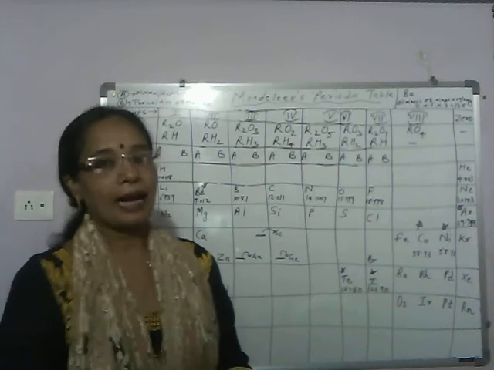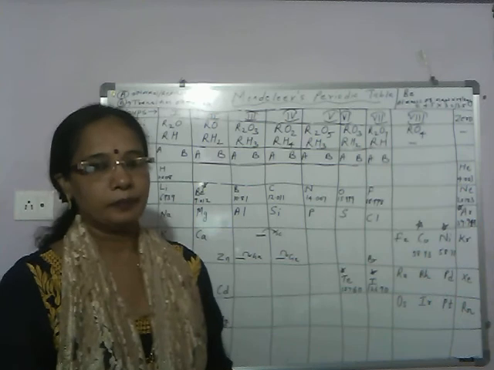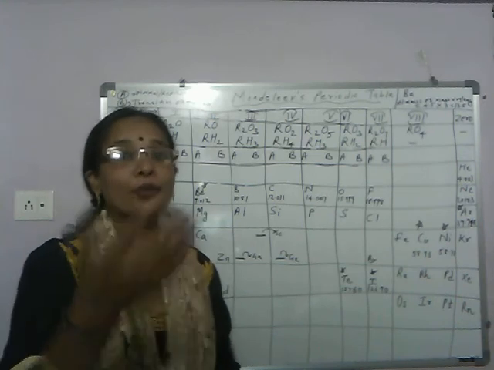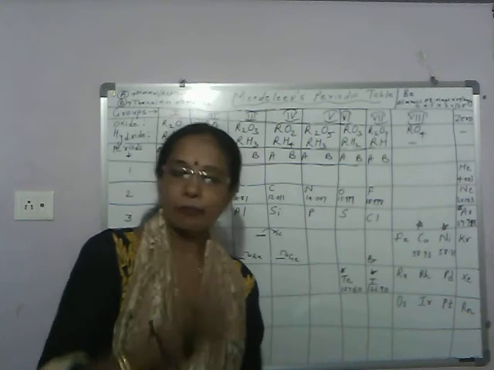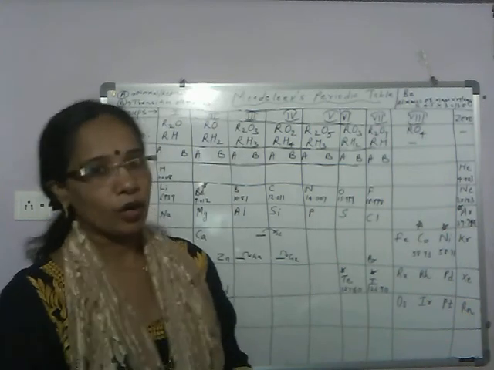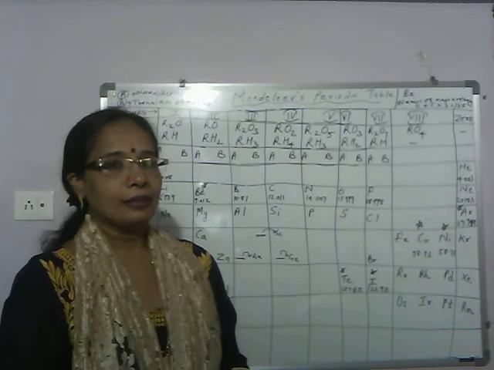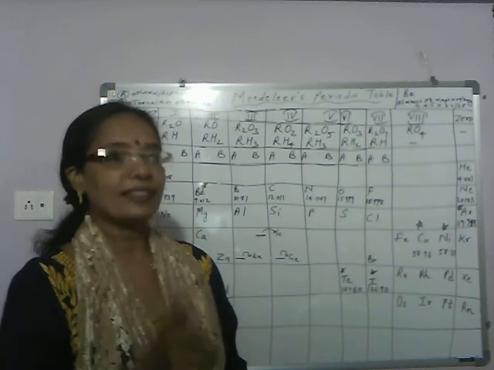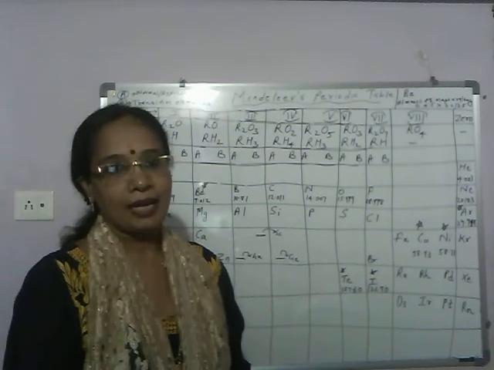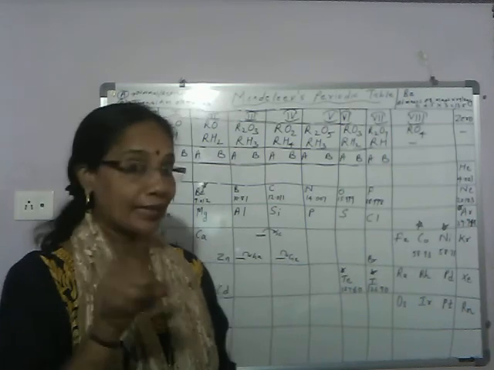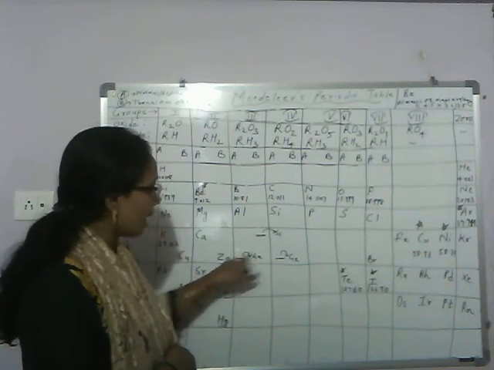Now the third advantage of Mendeleev's periodic table: prediction of new elements and their properties. At the time of Mendeleev, 63 elements were known, but Mendeleev predicted that in future a few more elements would be discovered, and for that he left blank spaces also. You can see the blank space here.